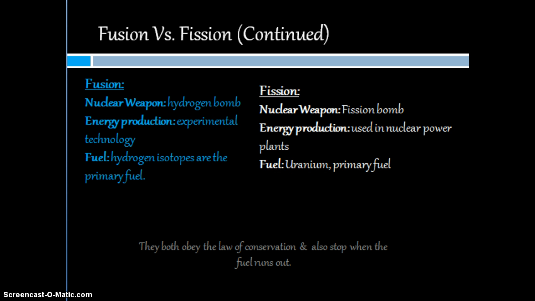Continuing with fusion and fission. Nuclear weapons. Fusion is a hydrogen bomb, and fission is a fission bomb, which can also be an atomic bomb. The energy production for fusion is experimental technology, and for fission, the energy production is used for nuclear power plants. The fuel for fusion is hydrogen isotopes as the primary fuel, and for fission, the primary fuel is uranium. They both obey the law of conservation and also stop when the fuel runs out.